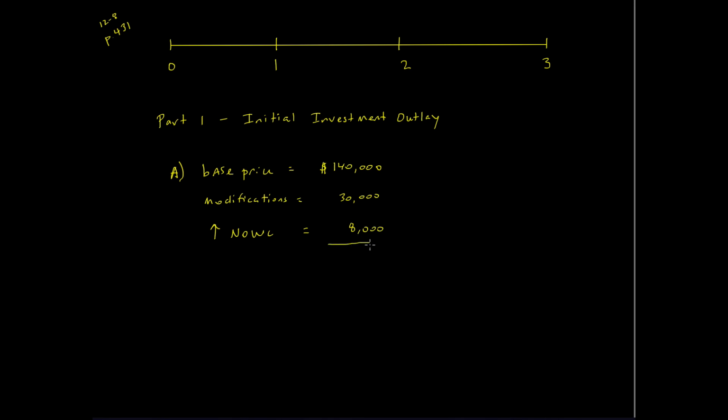And we have our initial investment outlay of $178,000. So what we would do is go back up to our timeline, and next to year 0, where we're going to incur our initial investment outlay, we'll put minus $178,000.